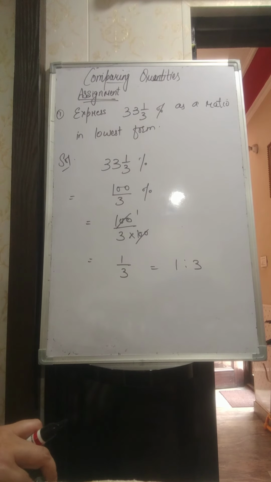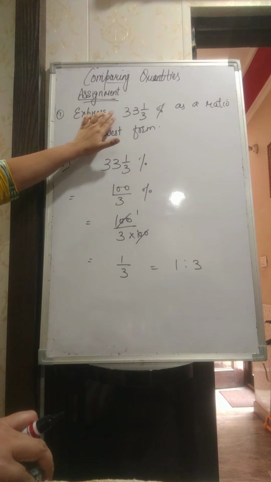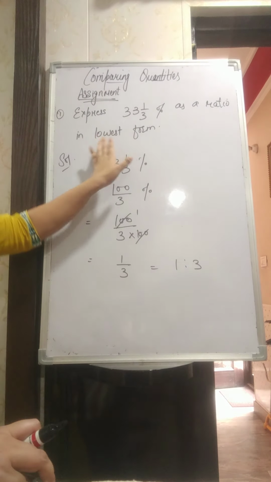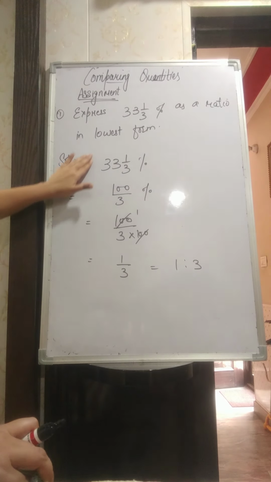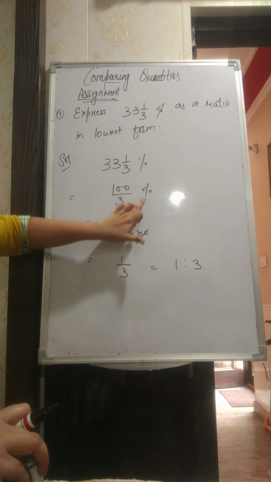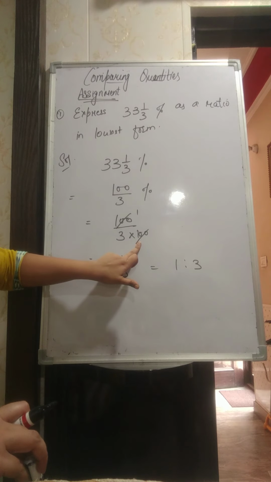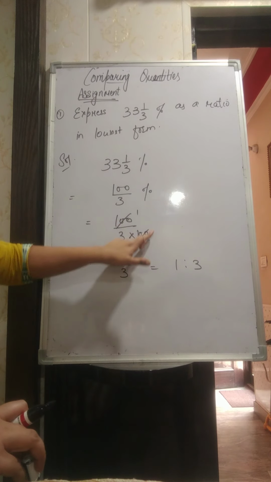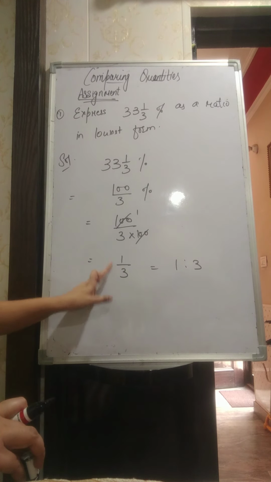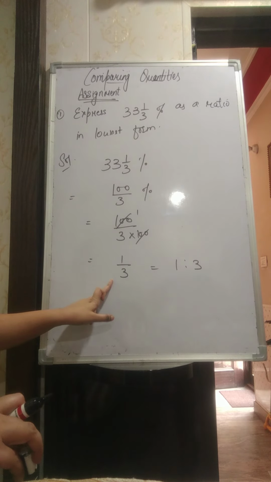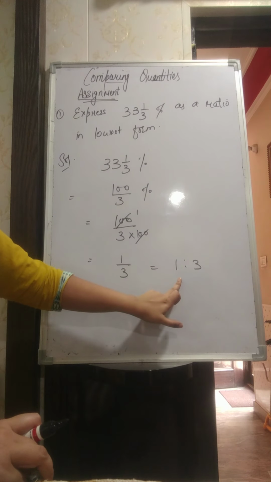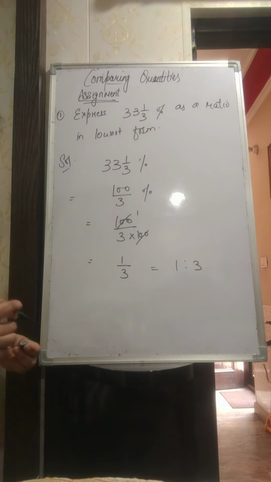Let us revise it again. The question is, express 33 1 by 3% as a ratio in lowest form. So first of all, we will convert this mixed fraction into improper fraction. Then we will remove this symbol of percentage and we'll put 100 in the denominator. 100 will get cancelled. We are left with 1 by 3. Now we can see 1 by 3 is in the lowest form. And we have to express our answer in the form of ratio. So we will write it as 1:3.